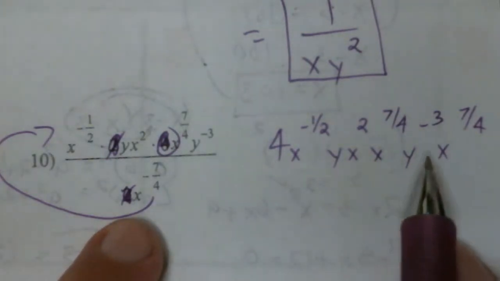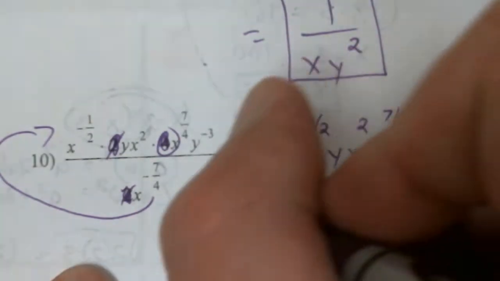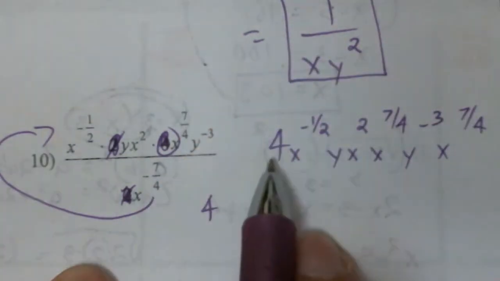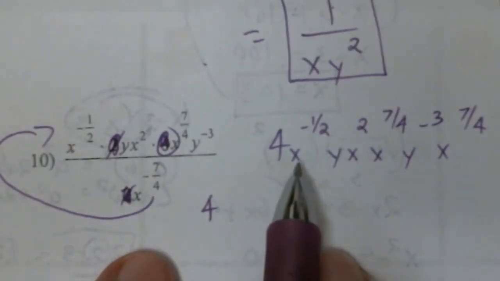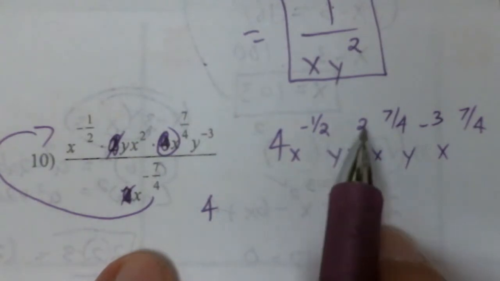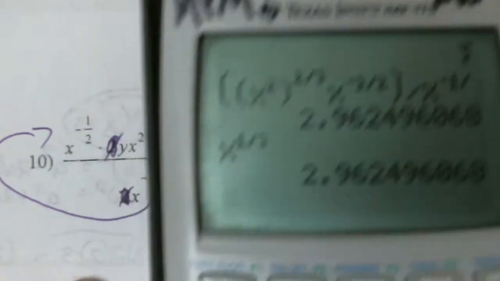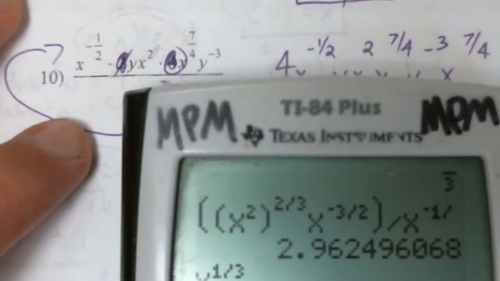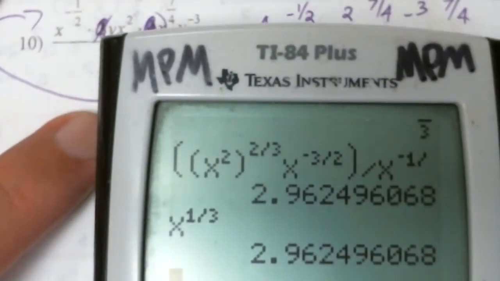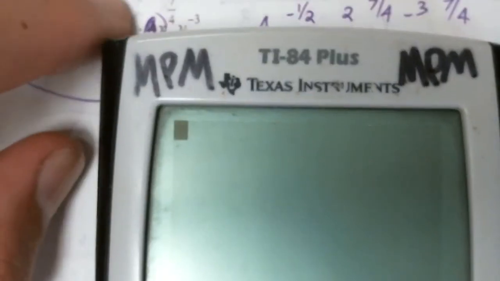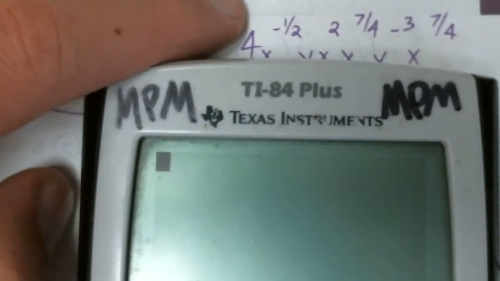All right, so let's start simplifying this. I've got the 4 out front. For the x's, I've got negative 1/2 plus 2 minus 3. Once again, I can just do that on my calculator. For the sake of time in this video, I'm not going to get a common denominator. I'm going to let you practice that. I'm just going to punch this into my calculator.